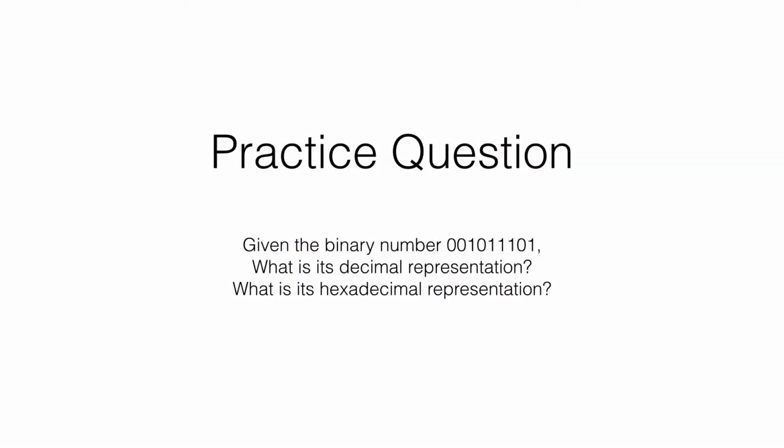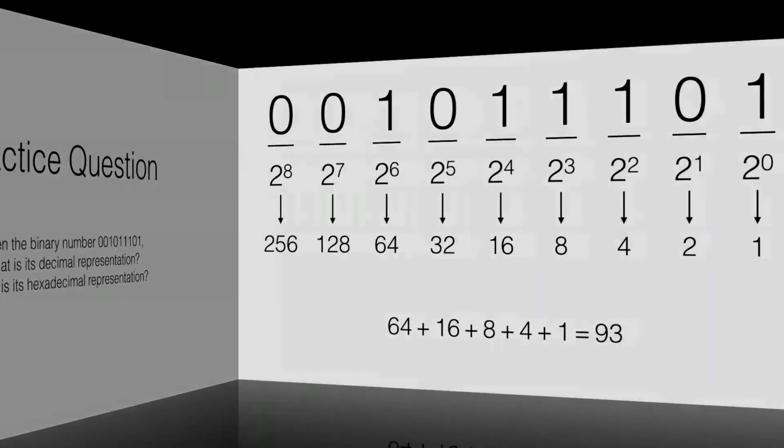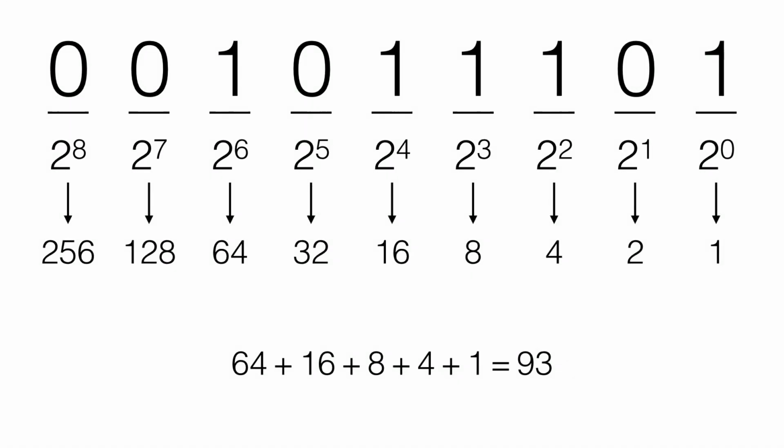To test your understanding of number systems, here's a number given in binary form. What is its representation in decimal and hexadecimal form? Pause the video, try to figure it out, and unpause the video to see the correct answer and explanation. Using the methods explained before for binary numbers, we can see that summing up the contributions in the given number indicates that this binary number is 93 in decimal form.